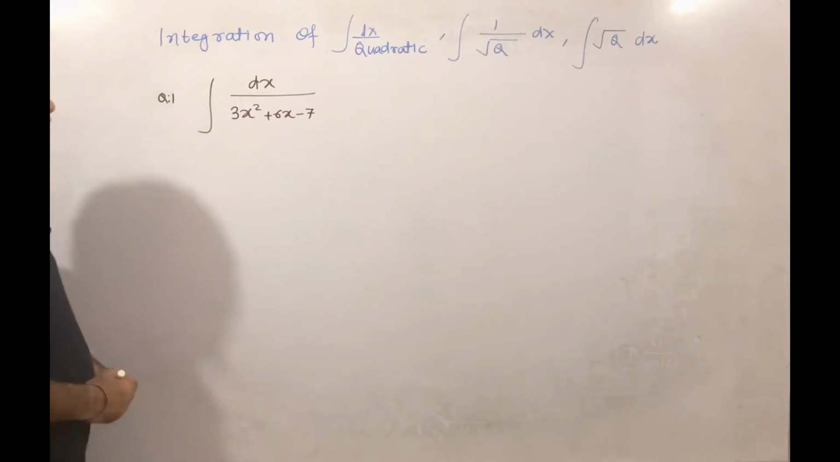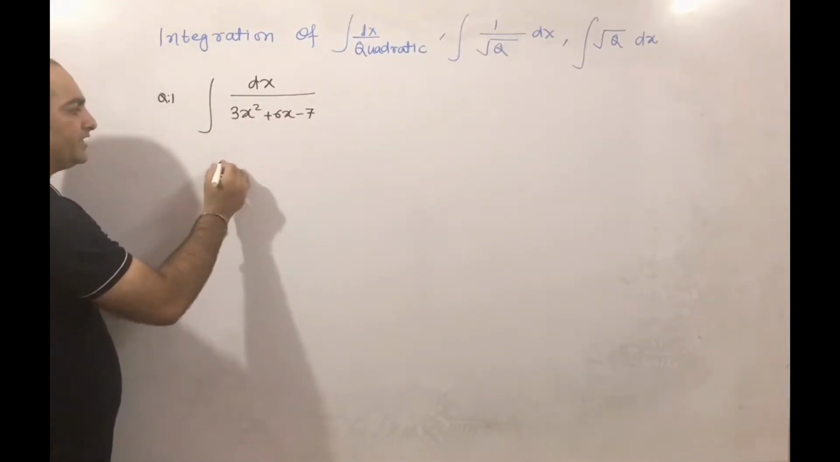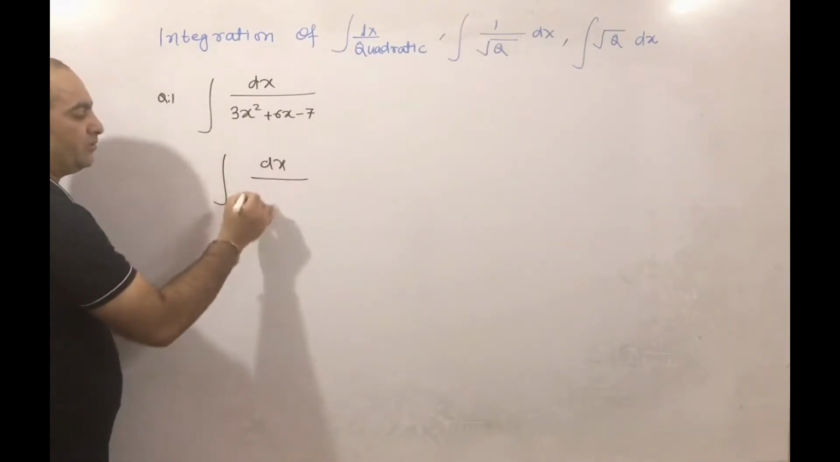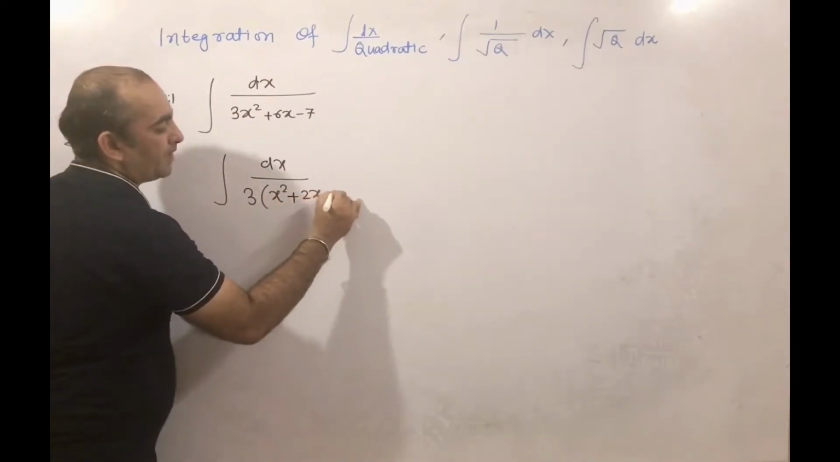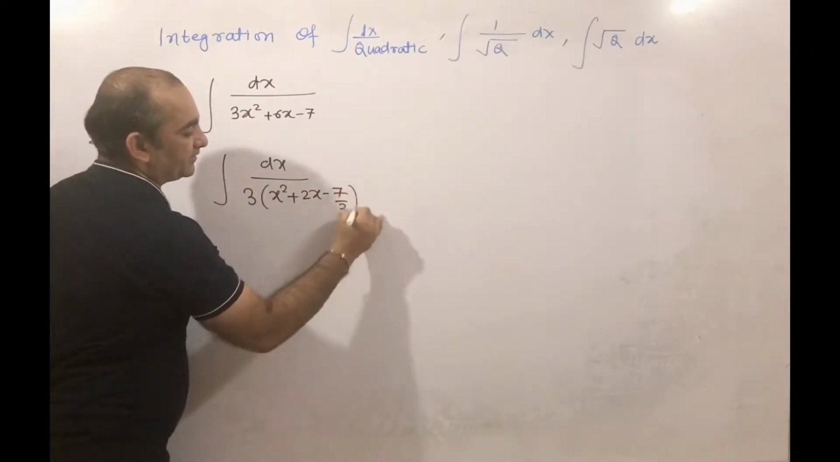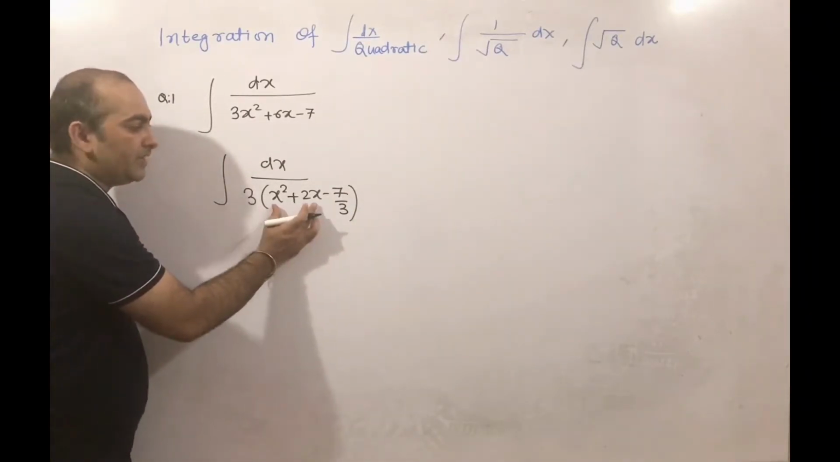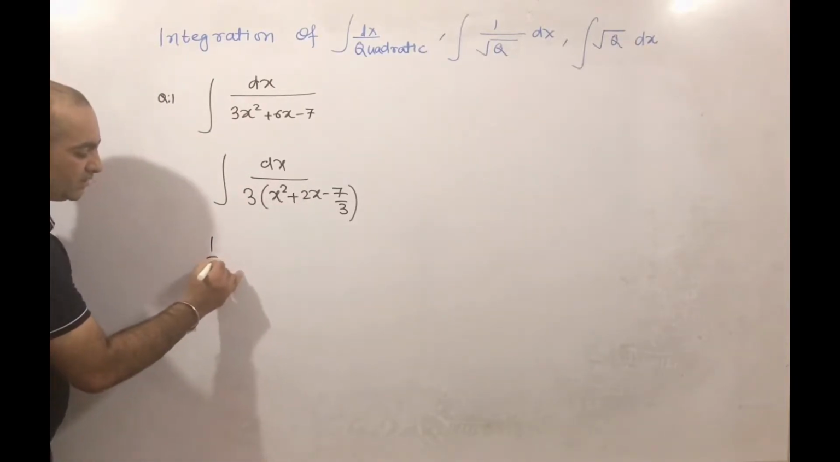What we will do first is take 3 common from the denominator. If I take 3 common, what will come? dx, and here if I take 3 common, x square plus 2x minus 7 divided by 3. Now we will make x square plus 2x a perfect square. So this one we can make perfect square, and 1 by 3 is outside.